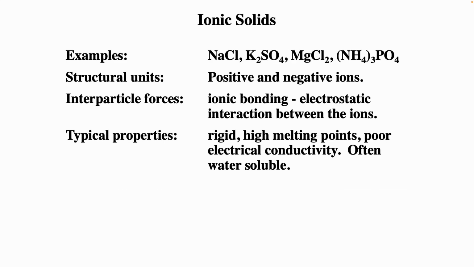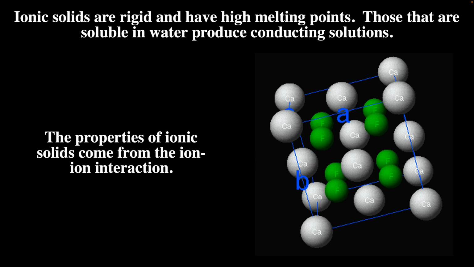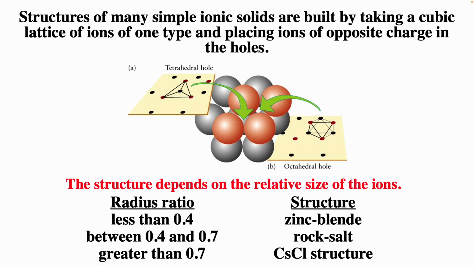For ionic solids, you just have positive ions and negative ions, and so you have the ion-ion interaction, which causes them to tend to be rigid, with fairly high melting points, poor electrical conductivity, and often water soluble. The properties actually come from what's holding the particles together. The structure of ionic solids is often built by taking a cubic lattice of ions of one type and then placing ions of an opposite charge in the holes. Which structure it takes depends on the ratio of the radii.